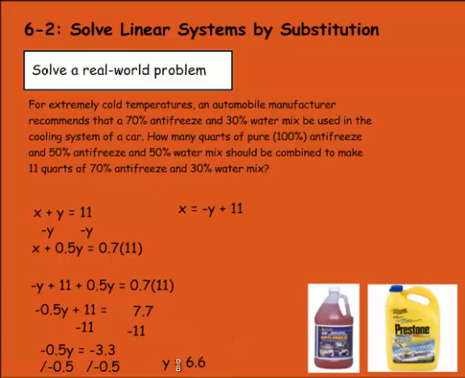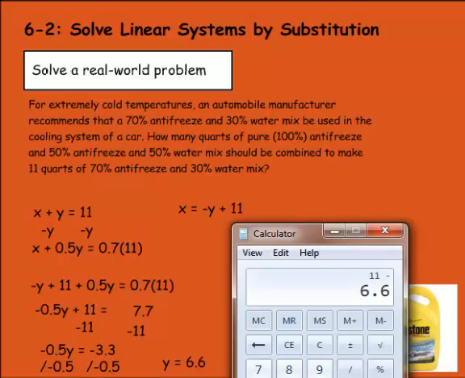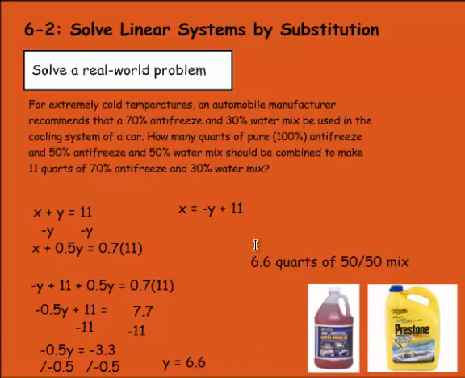Remember what the y stood for? The y stood for the 50-50 mix. So that tells me out of a total of 11 quarts, 6.6 of those need to be the 50-50 mix. So 6.6 quarts of 50-50 mix. And then how many of the other type? Well, we can just do 11 minus 6.6 to get that answer. And that would be 4.4 quarts of the whole 100%.